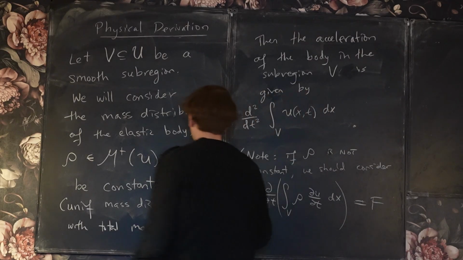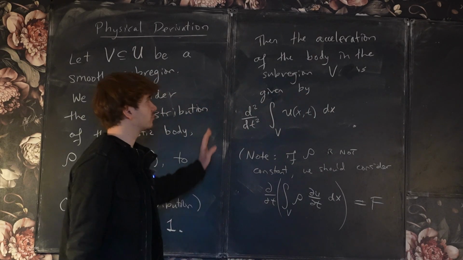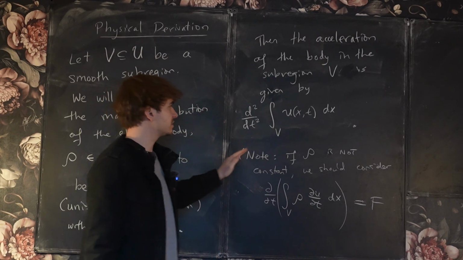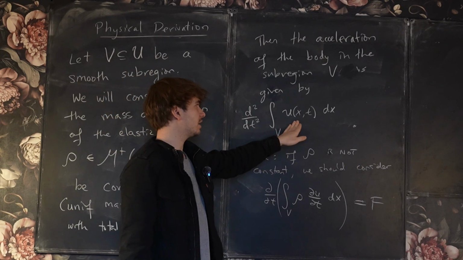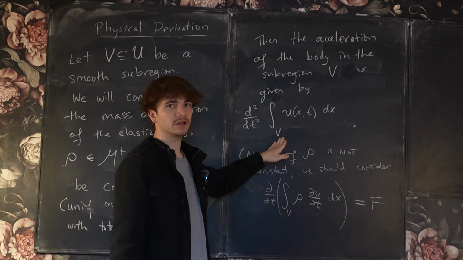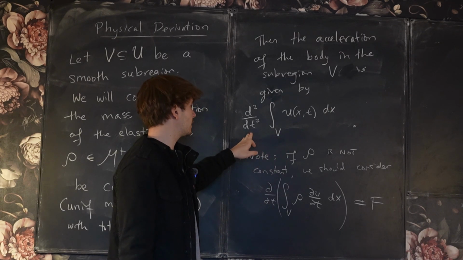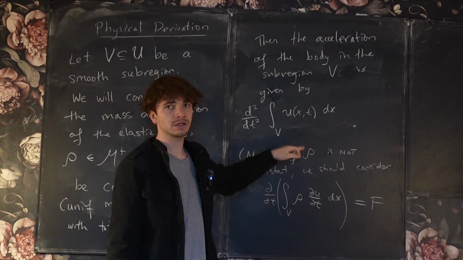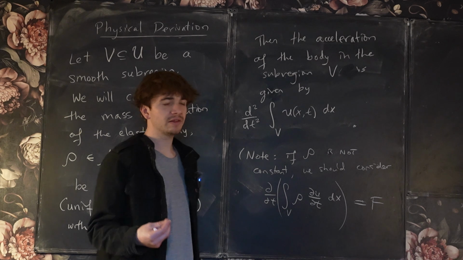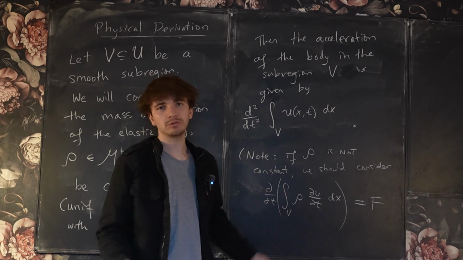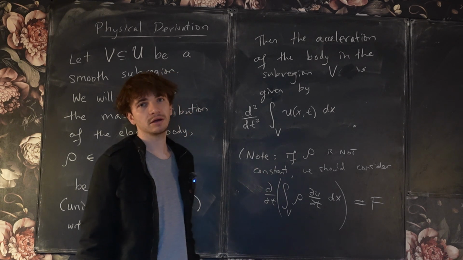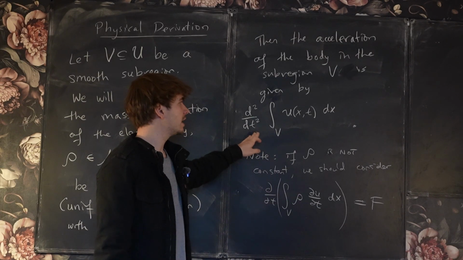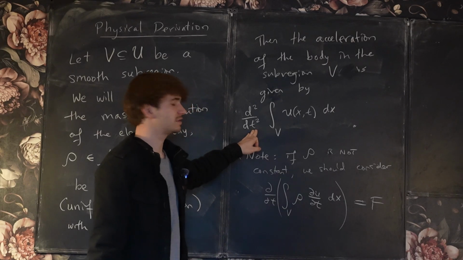Now, if we assume this about the mass distribution, then we can understand the acceleration of the body in the subregion, and that's essentially the integral of the displacement over V, so the net displacement over V. And this is automatically a mass-weighted average because, again, we haven't multiplied by the mass, but the mass is just going to be the volume of the set V based on our simplifying assumptions. We take the second derivative in time, and this gives us the acceleration of the body within the subregion.